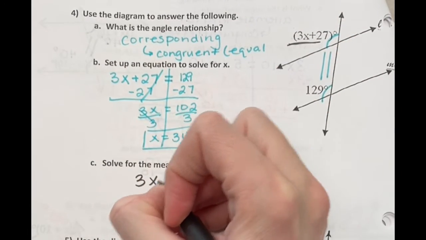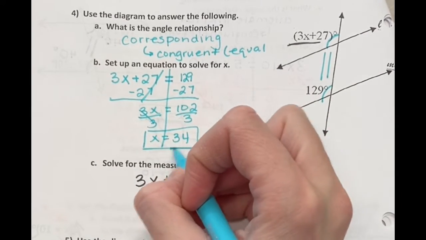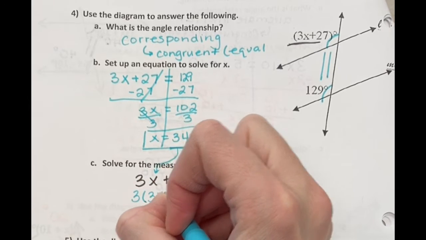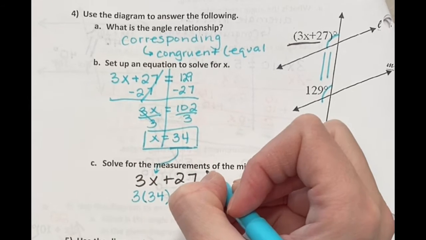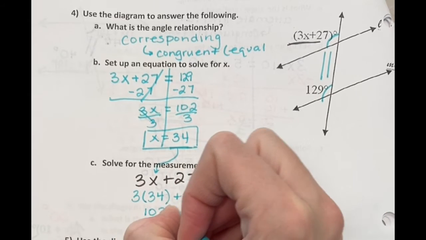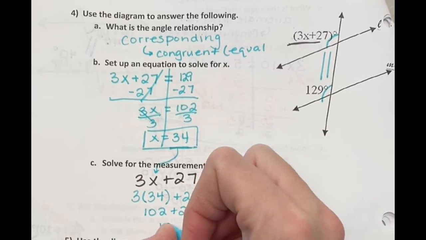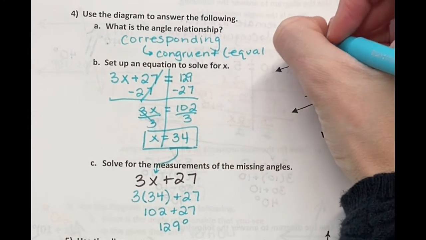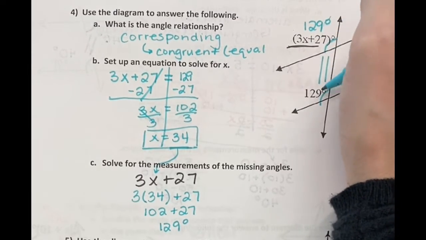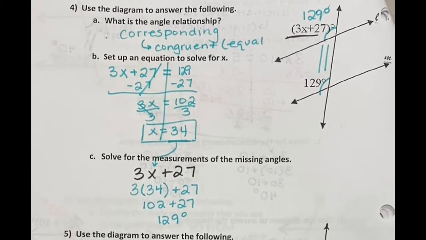So I have 3x plus 27. And everywhere I see x, I'm going to replace it with that 34. So this then becomes 3 times 34 plus 27. And when I do 3 times 34, I get 102 plus 27. And 102 plus 27 gives me 129 degrees. And these are corresponding, so they should be equal. So 129 equals 129. So I know that I did this correctly.